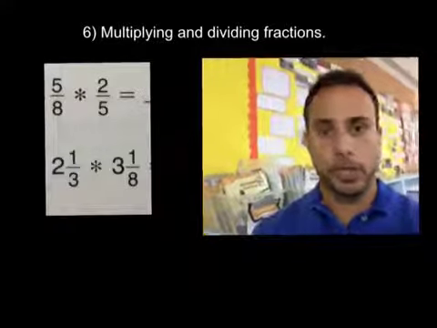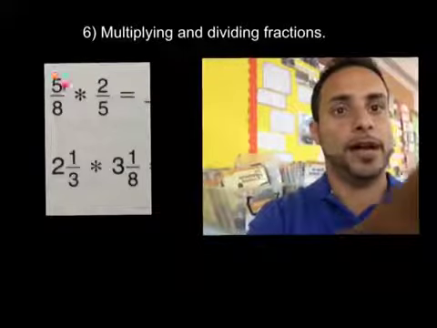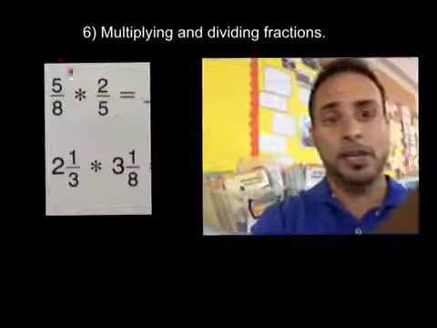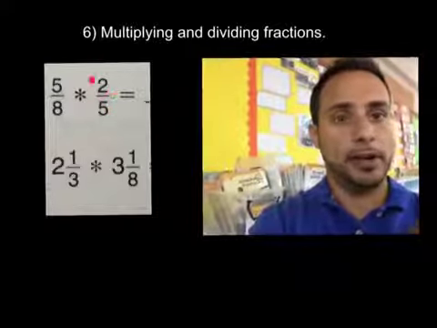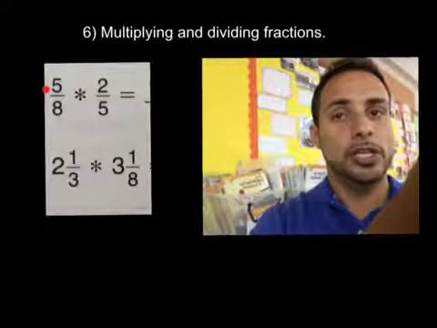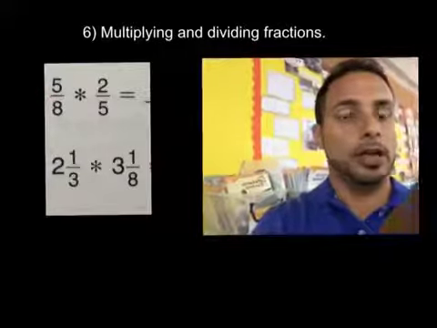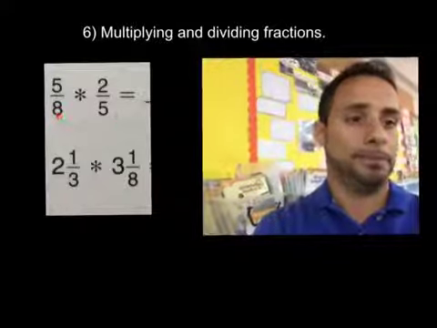cross-referencing first. Such as, for example, if you look at number 1, you can cross-reference. How many 5s do you have here and how many 5s do you have here? Here I have 1, so you can limit that to 1 and 1 here. How many 2s do I have here? I have only 1, but here I have 4, so 1 and 4. So this becomes a lot easier. You end up multiplying 1 times 1, and over here you end up multiplying 4 times 1.